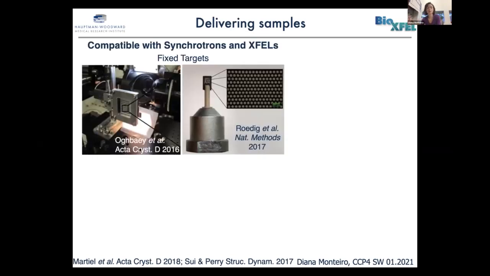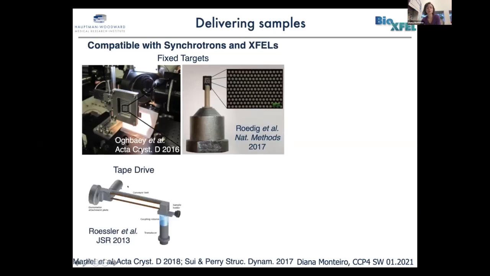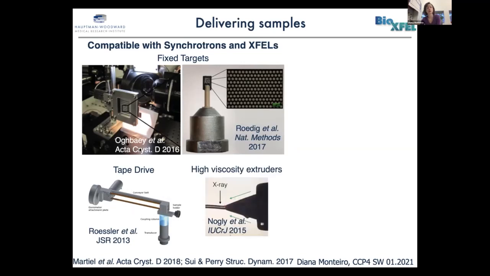So there are numerous types of sample delivering systems. Some of them are compatible with synchrotrons and XFELs, for example, fixed targets, and they come in different flavors, big fixed targets, smaller fixed targets that can even go onto a goniometer. The tape drive, which is basically a type of conveyor belt system. It's very interesting, but I'm not going to have time to go into it. High viscosity extruders, which I'll point out a little bit later again, where your crystals are basically embedded in a kind of a toothpaste-like consistency stream, and this gets extruded and taken to the X-rays.